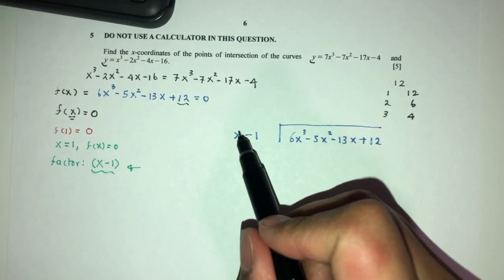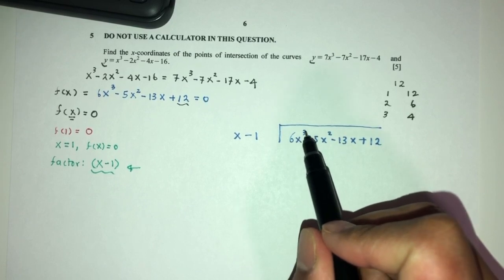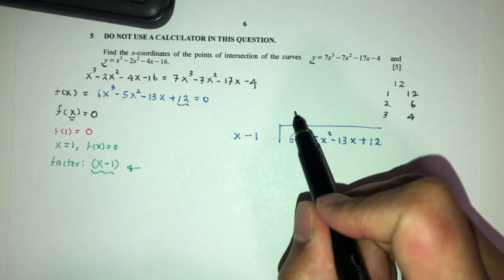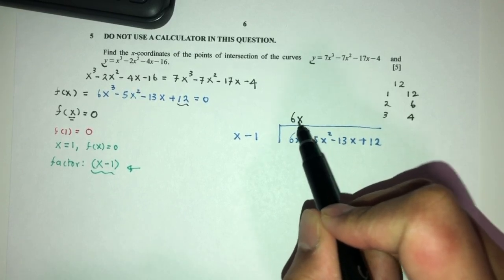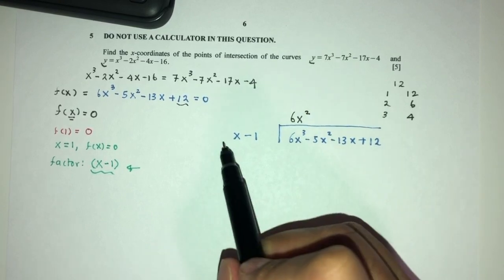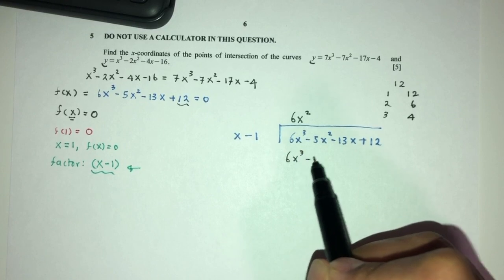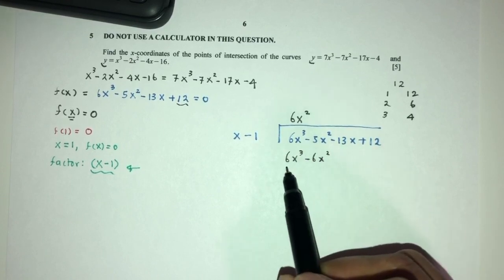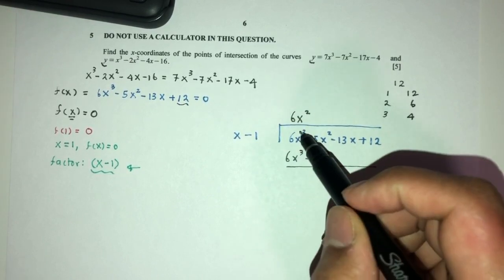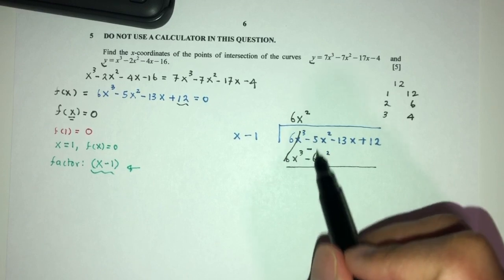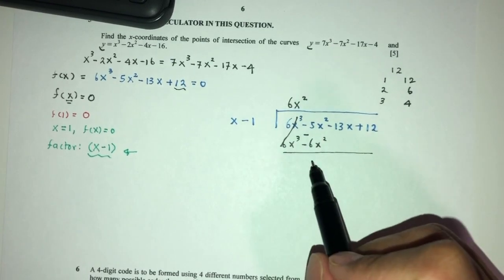How do you perform this? It is also pretty simple. How do you make x become 6x cubed? You would say first I have to multiply by 6 and then multiply by x squared. Now take the whole thing and multiply by this, you will have 6x cubed minus 6x squared. This will go away, and then minus 5 plus 6 will become plus x squared.